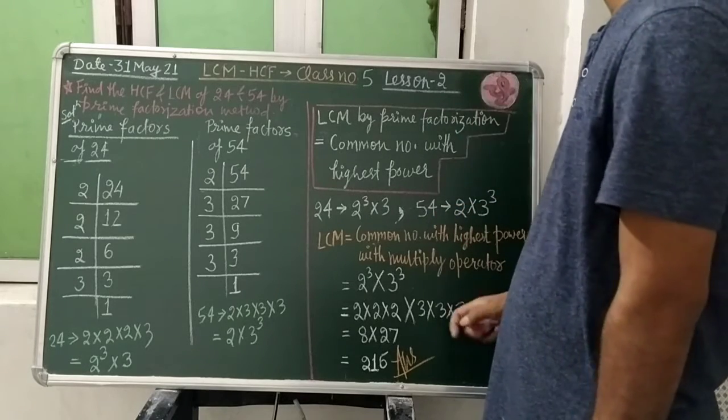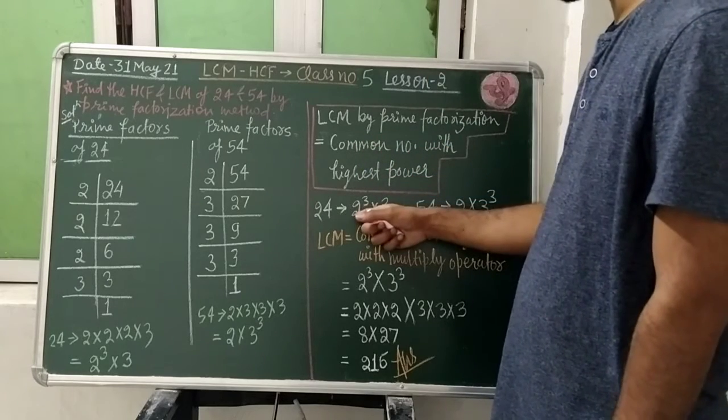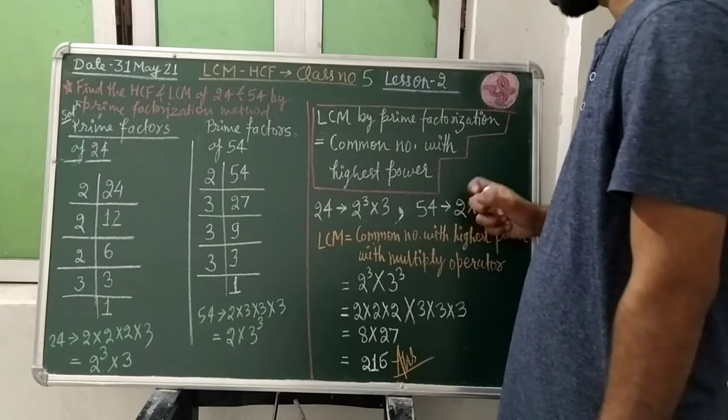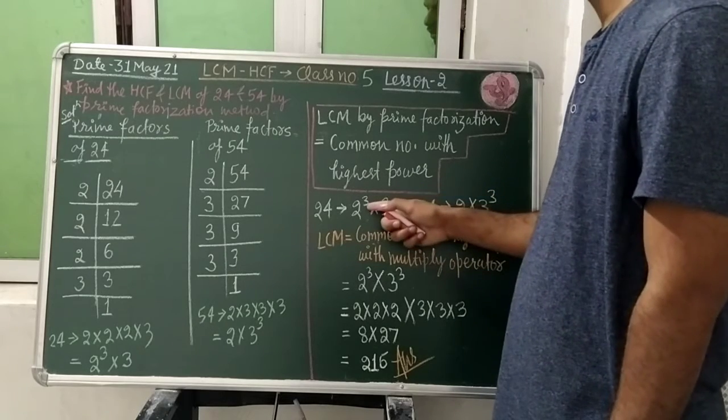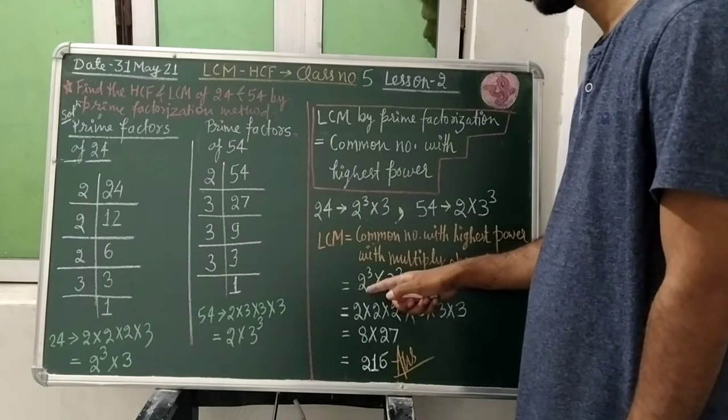So for LCM, we will apply the common number with highest power. So here number 2 is common. 2 is present in 24 and 54 as well. So 2 is common, but the highest power is 3 here. So 2 to the power 3 we shall select here.